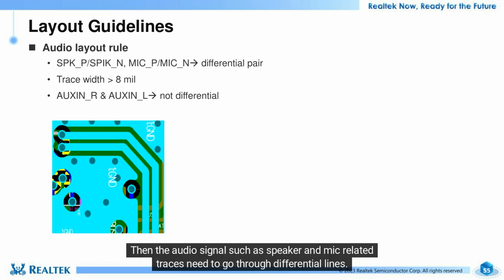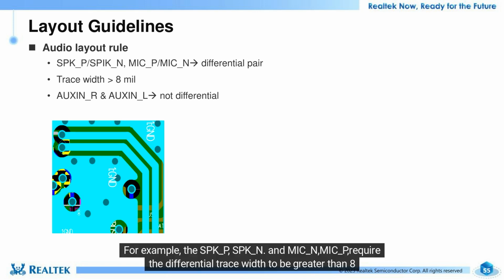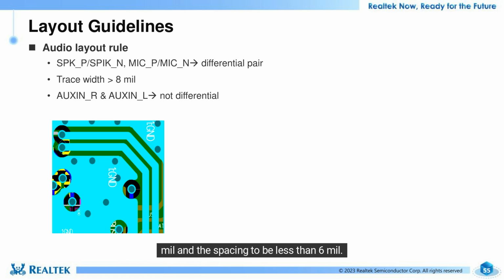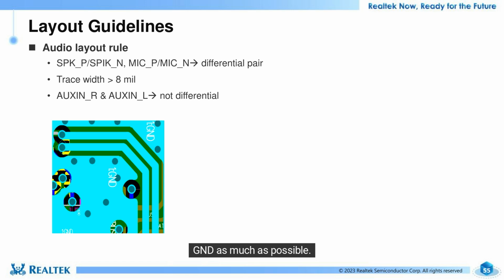Then the audio signal, such as speaker and mic-related traces, need to go through differential lines. For example, the SPKP, SPKN and MICP, MICN require the differential trace width to be greater than 8 mm and the spacing to be less than 6 mm. However, AUXL and AUXR cannot be used as differential lines, and the two signals should be separated by GND as much as possible.